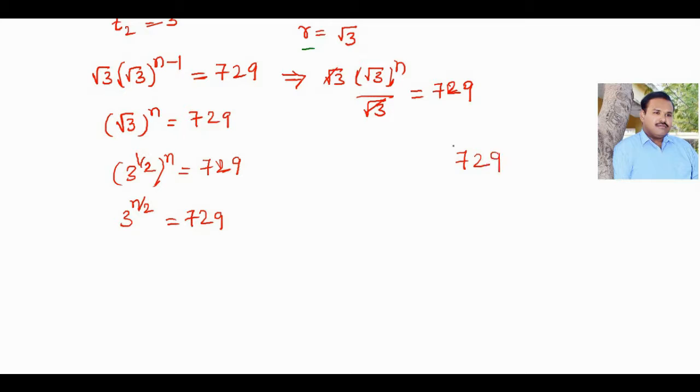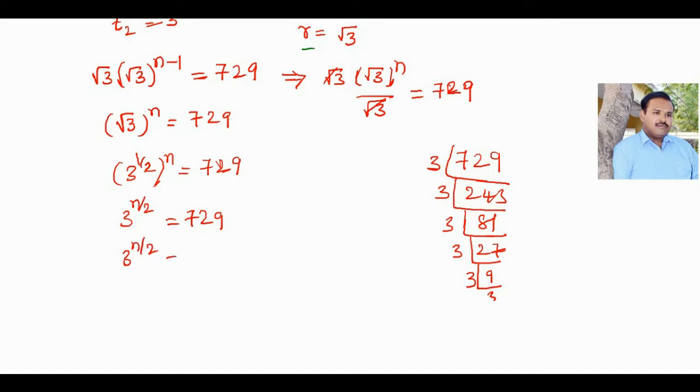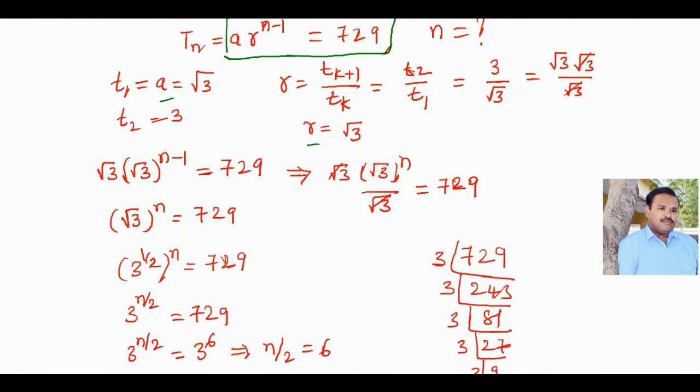So 3, 243 and 3, 81 and 3, 27 and 3, 9 and 3, 3. 3 is multiplied 6 times. So this is nothing but 3 power n by 2 is equal to 3 power 6. So n by 2 is equal to 6. So n is equal to 2 into 6, 12. So the correct option is 2.